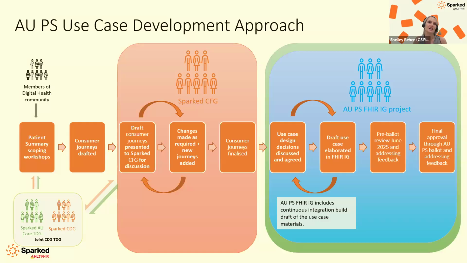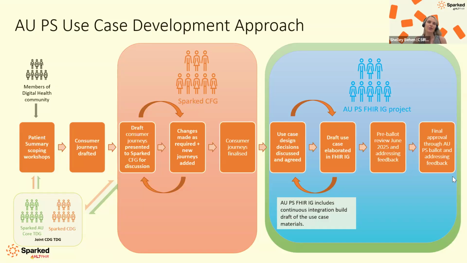So the next key step is ensuring that we've got clear agreement on the key design decisions for each use case. So this includes things like defining interactions, the data flow, making sure we align with national and international standards. And once we've agreed on those initial design decisions, then we'll go and incorporate them into the draft AU Patient Summary FHIR IG. And this is going to be an iterative process so that we're going to go away and come back again to you guys for some more design decisions. And then we'll go and draft again and come back again over and over the next few weeks.